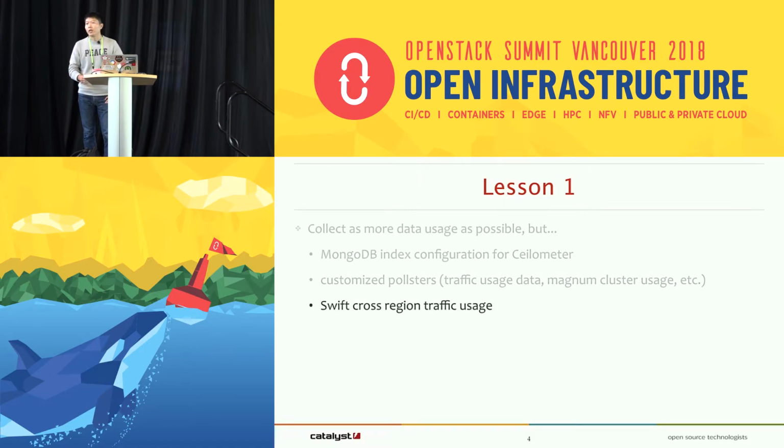Swift is a special case. We deployed a geographically distributed Swift cluster across 3 regions in New Zealand, which means a single object has 3 replicas in different regions. Because the data is collected independently in each region, it should be carefully configured to avoid duplicate charges for object storage usage.